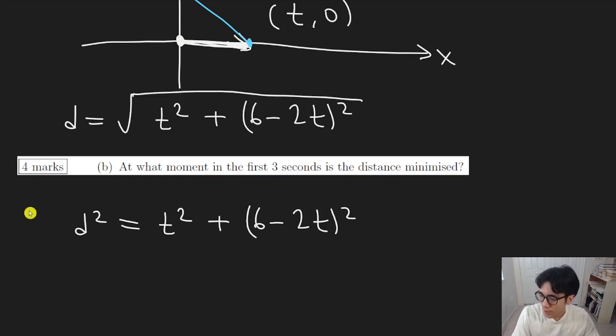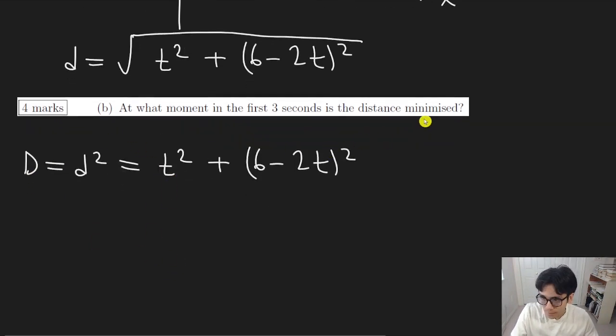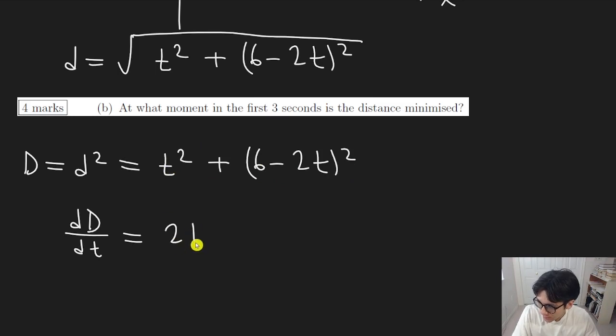Okay, I'm going to call distance squared capital D just for notation and simplicity. We want to figure out where this is minimized, so we're going to take its derivative. In other words, find dD over dt. What's the derivative of this? Well, the derivative of t squared is 2t. Then for this, I bring the 2 in the front, copy it down, and by the chain rule, I need to multiply by -2 as well.